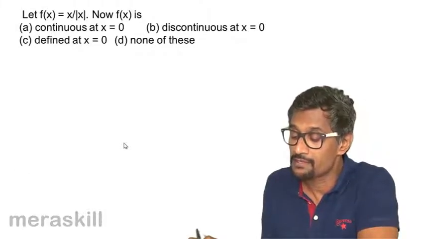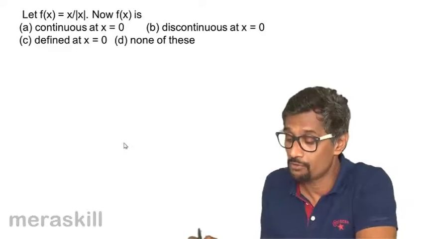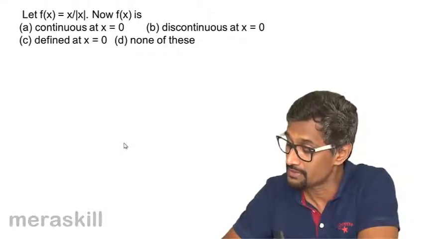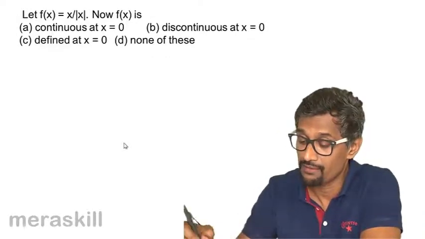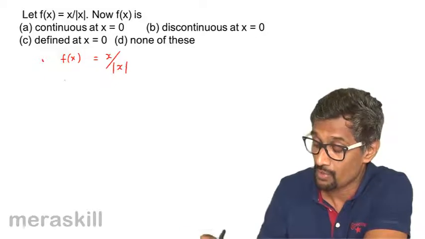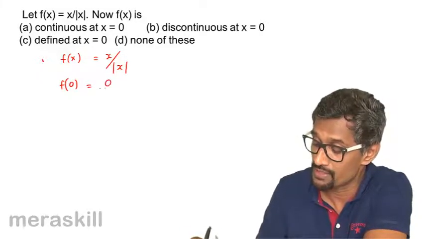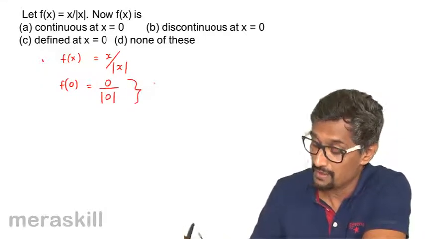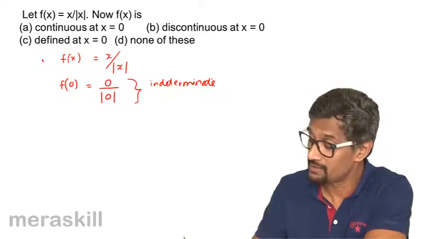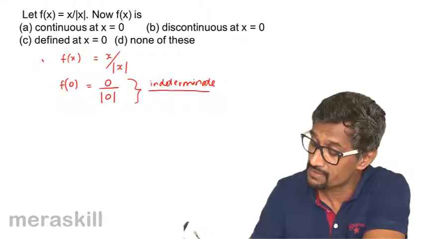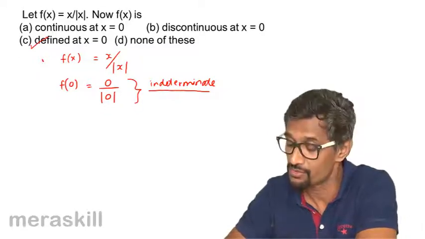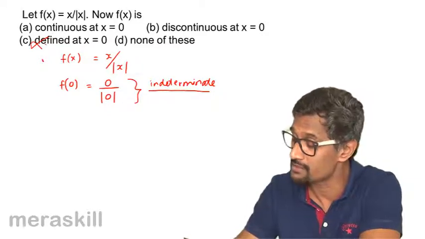Now we have f of x is equal to x upon the absolute value of x. Now f of x is continuous at 0, discontinuous at 0, defined at x is equal to 0, or none of these. What is f of 0? It's going to be 0 upon 0 bar, which is definitely indeterminate. And if it is indeterminate, it means it is not defined at x is equal to 0 at all, because 0 divided by 0 is not defined.